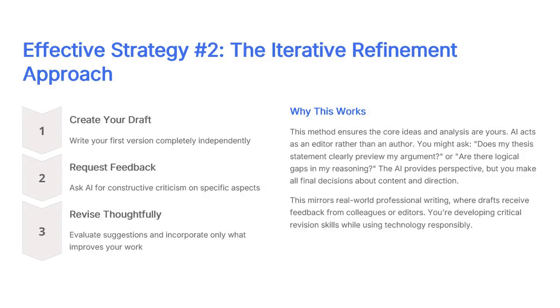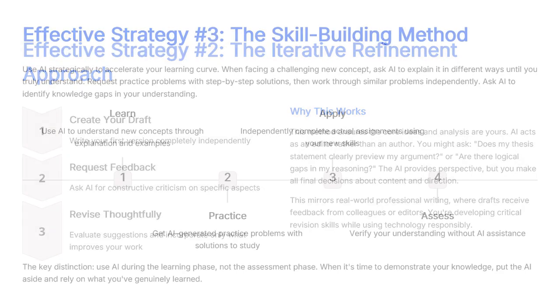Why this works: this method ensures that the core ideas and analysis are yours. AI acts as an editor rather than the author. You might ask, does my thesis statement clearly preview my argument, or are there logical gaps in my reasoning? The AI provides perspective, but you make all the final decisions about content and direction. This mirrors real-world professional writing, where drafts receive feedback from colleagues and editors. You're developing critical revision skills while using technology responsibly.